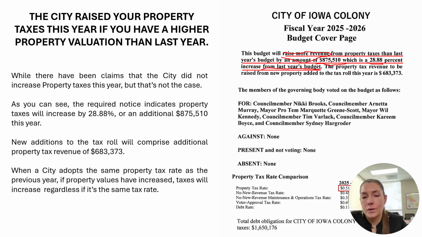Now that does not include new additions to the tax roll. That is provided separately. The newly constructed homes make up an additional $683,000 approximate dollars this year in taxes. But just know that if you have the same tax rate year over year while property valuations are increasing, which I know a lot of us have seen lately, you will pay more in taxes. And so I'm going to show you exactly how that works out, and we'll go over how you can go about protesting your property valuation if you feel it's too high.